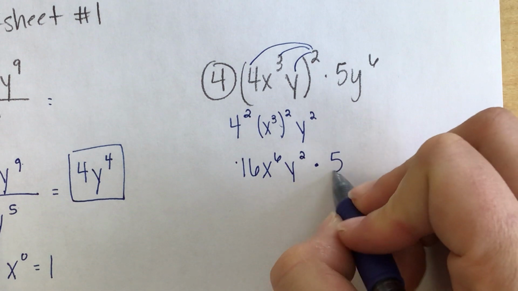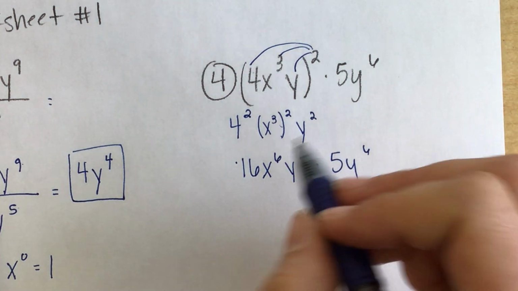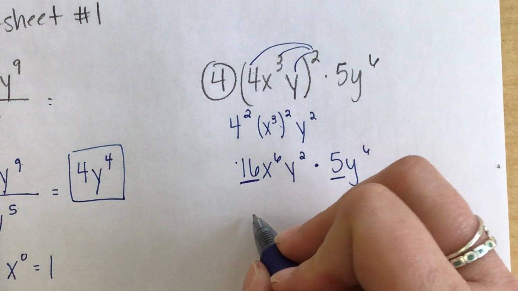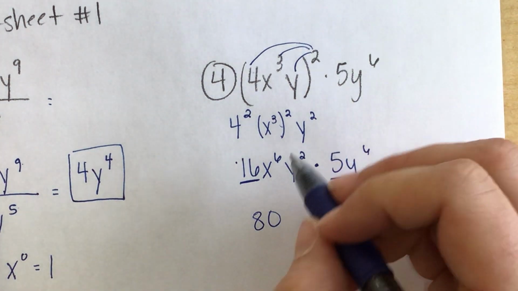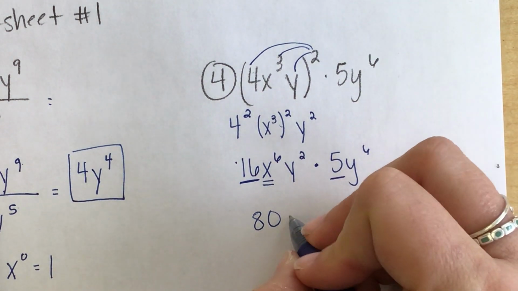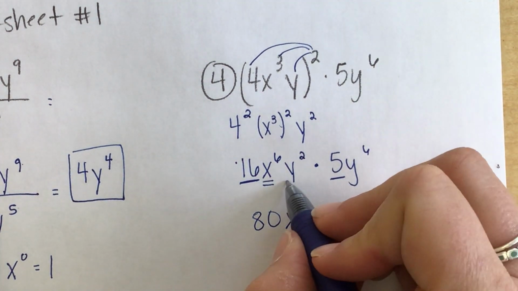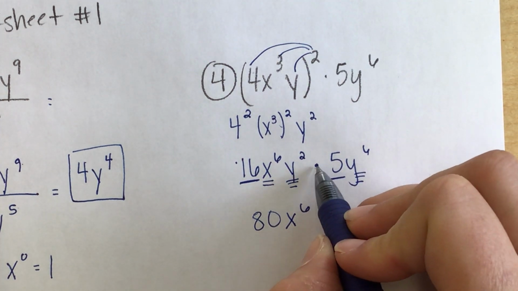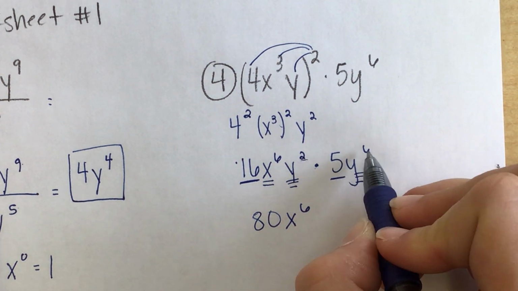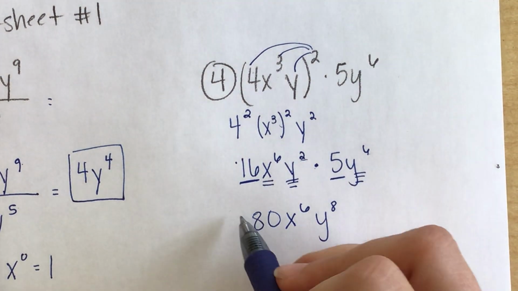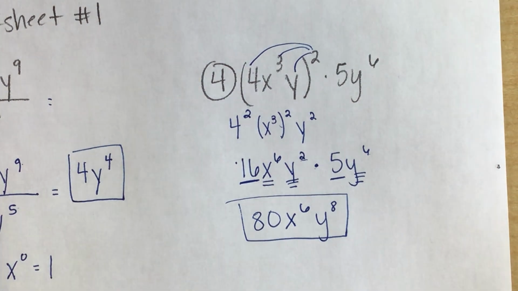Now we have all of this times 5y to the 6. So I'm going to multiply 16 times 5. That gives me 80. Here's an x. I have no other x over here at all, so I'm just going to bring down x to the 6. And then I have y to the second and y to the 6. So when we're multiplying, we add our exponents, so that becomes y to the 8th. So then this is your answer.